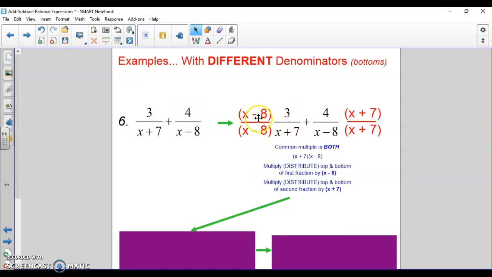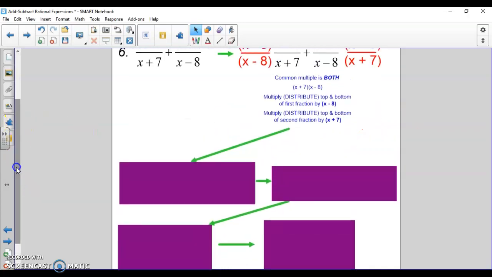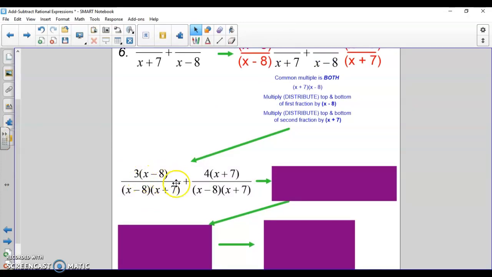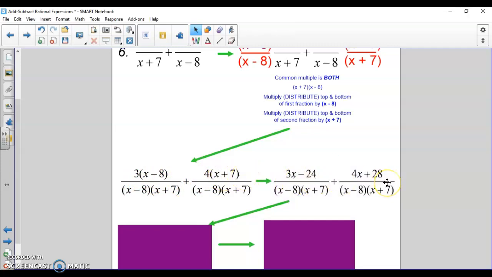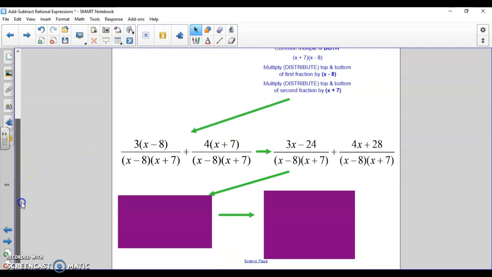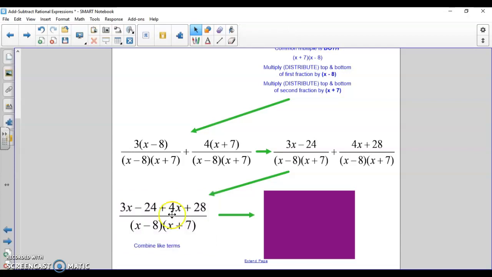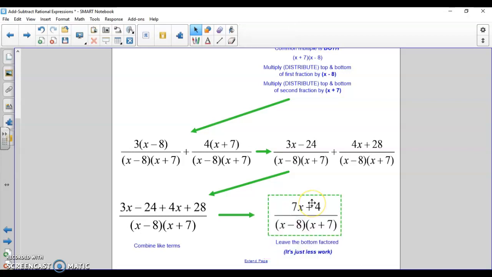So, instead of multiplying by just a number on top and bottom, I multiply by x minus 8 over x minus 8. Second fraction is x plus 7 over x plus 7. Then I distribute still. I'm going to show a little bit more here. 3 times x minus 8 plus 4 times x plus 7, distribute. We get this. One of those 2 steps should be there, is what I should say. Then we just move on to adding, put them over one fraction, combine like terms, you got your answer.